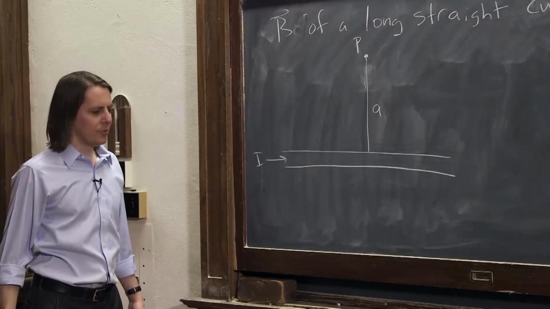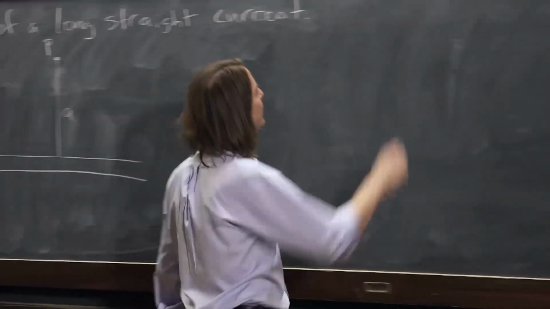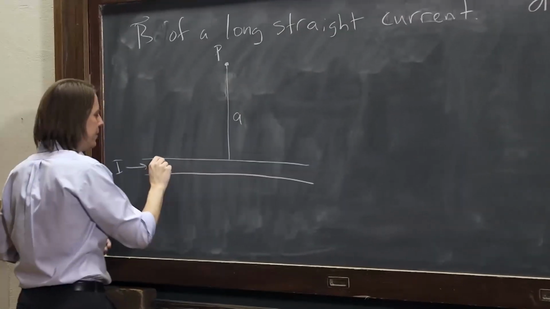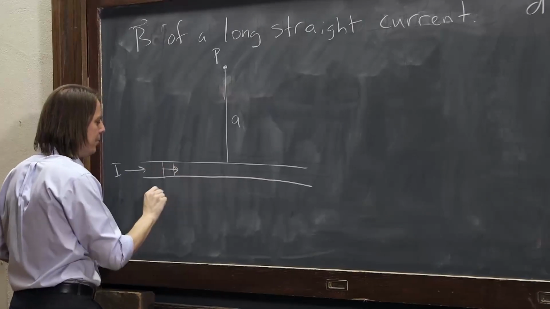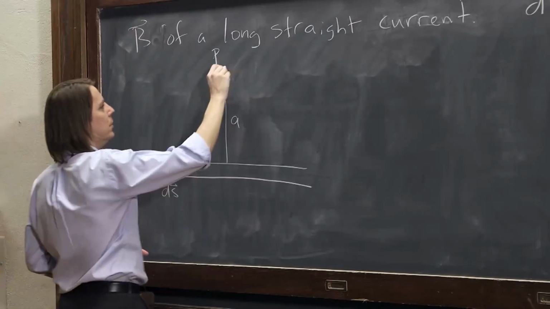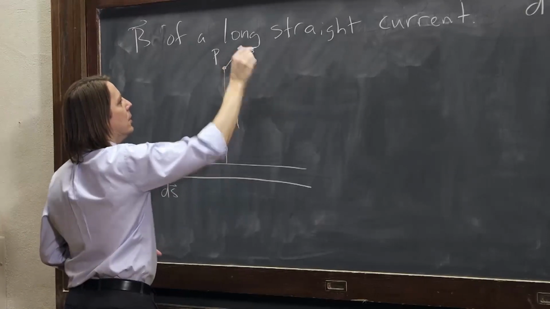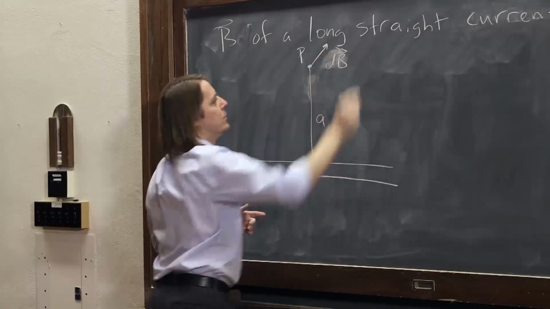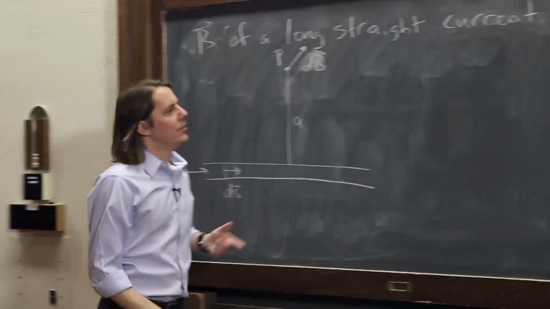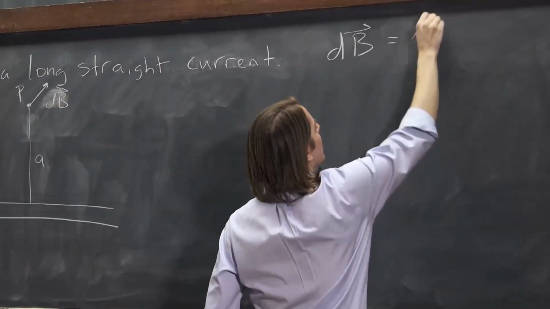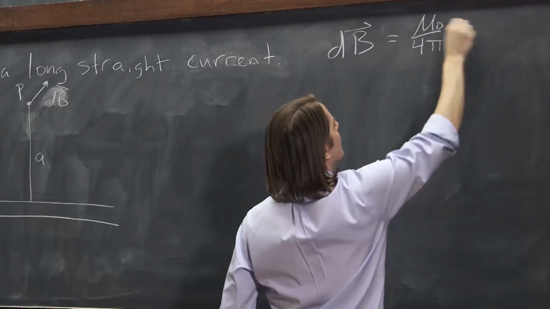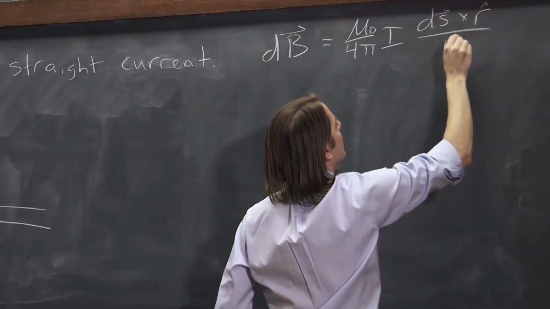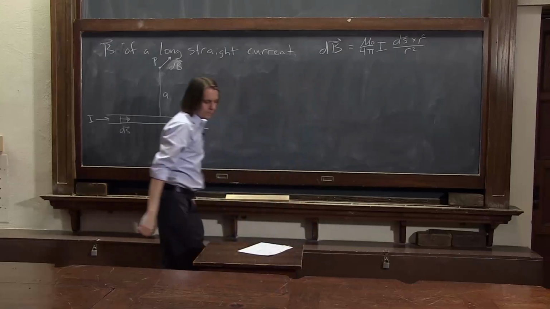Okay, so we apply the Biot Savart law. Let's go ahead and just write that differential from the Biot Savart law. dB, the little differential field element that's created by a little ds, is really what Biot Savart tells us in this case. That's the little dB. And you can imagine we're going to sum it up. Okay. All right, so dB is mu naught over 4 pi times I times ds crossed with r hat over r squared. Okay.